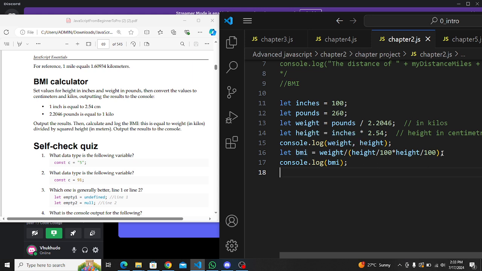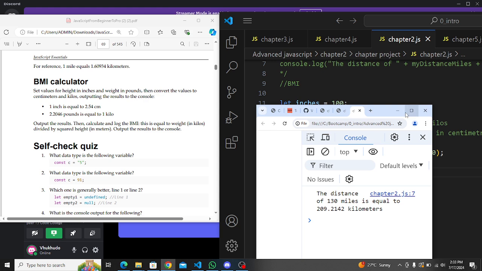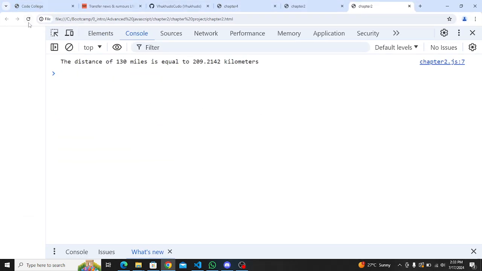Before I run it, is there any question? Not yet, but so far so good. Okay, I'm following. Okay, let me run and see if our code will work perfectly.